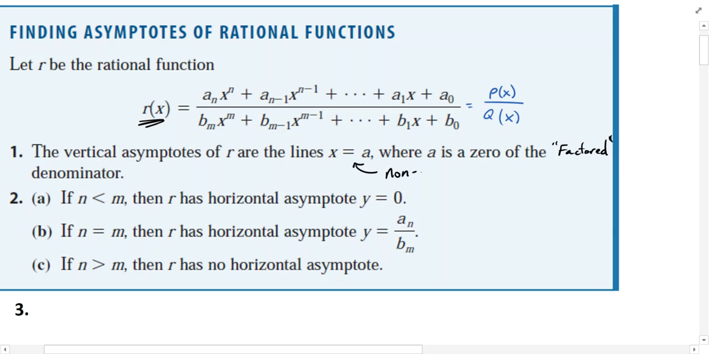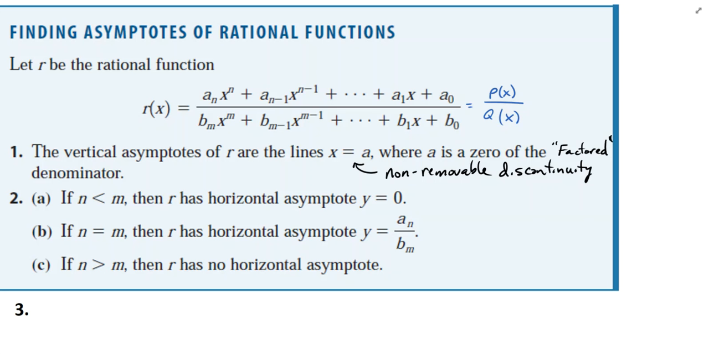So we'll note that here. The lines x equals a create a non-removable discontinuity. And that's the location of the 0 in the factored denominator.